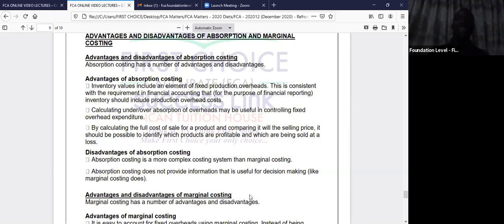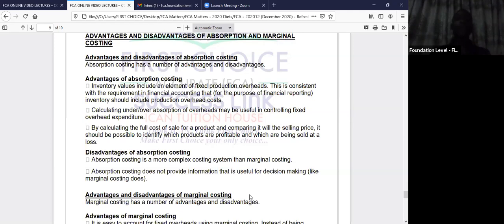So it is not only management that is looking at it. Tax people, government, the shareholders, potential investors and others are looking at it. So reporting it in the absorption costing way gives a true picture.